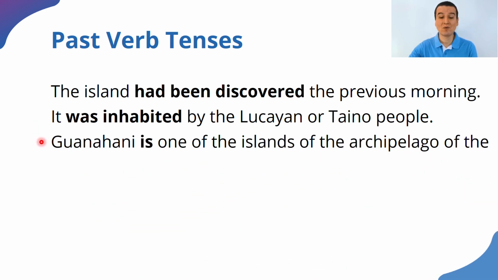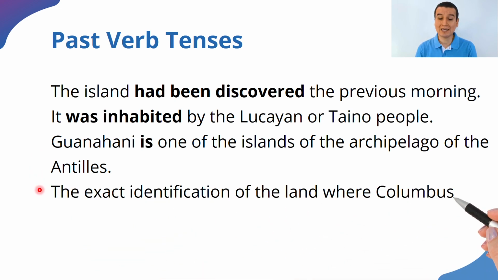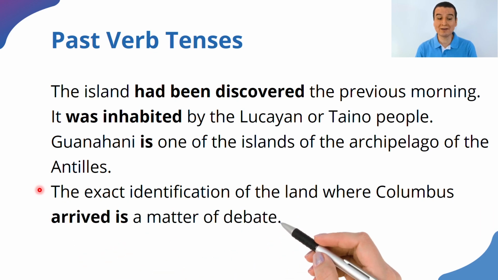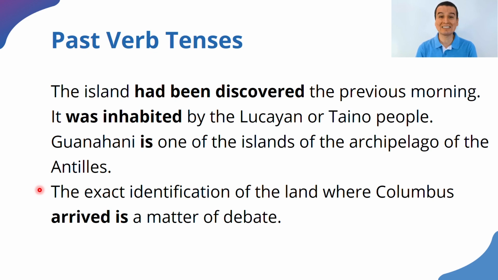Guanahani is one of the islands of the archipelago of the Antilles. Today it is. So something that happens regularly. Today it is one of those islands. The exact identification of the land where Columbus arrived is a matter of debate. So where he arrived is still a matter of debate, even today.